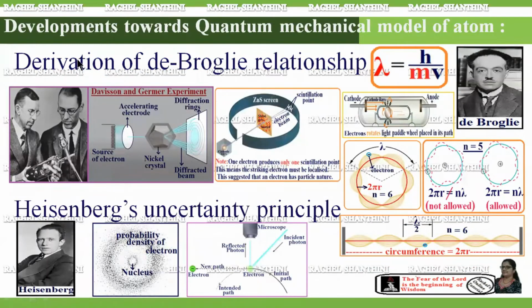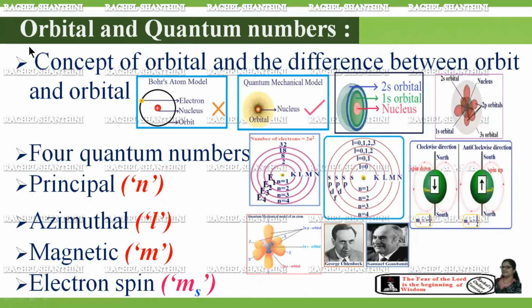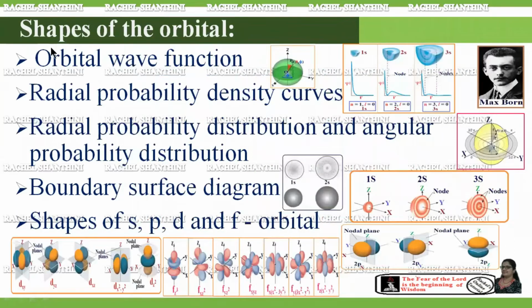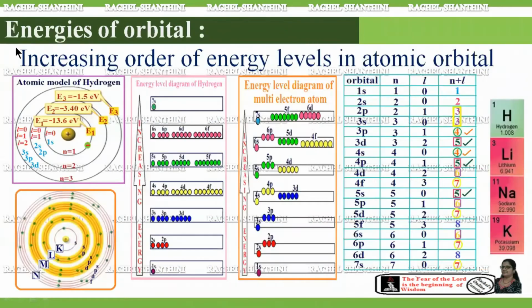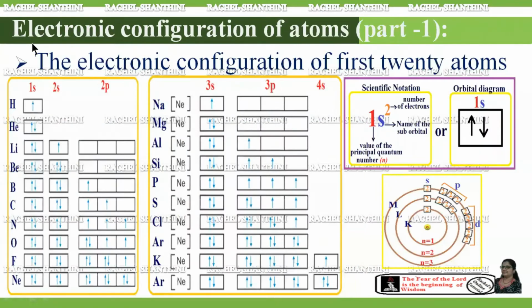In session 2.6, we have seen two developments towards quantum mechanical model of atom. In session 2.7, the quantum mechanical model of atom. In session 2.8, orbital and quantum numbers. In session 2.9, shapes of orbital. In session 2.10, energies of orbitals. In session 2.11, filling up of orbital. In session 2.12, the electronic configuration of first 20 atoms.